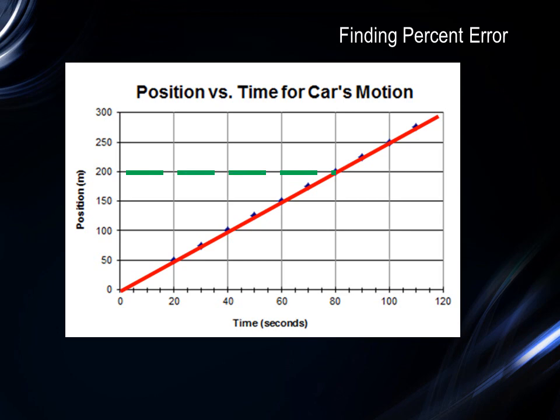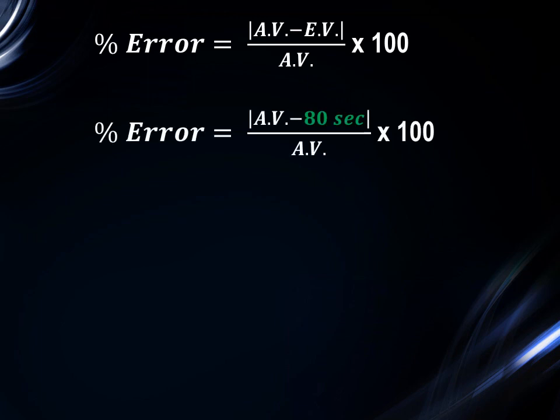Well, you look at your graph and you say, okay, 200 meters, that would correspond to about 80 seconds. So you predict that the experimental value is 80 seconds. In other words, your data predicts that the car should take about 80 seconds to travel 200 meters. Now, in this equation, the experiment value, then, the EV, would be the 80 seconds.